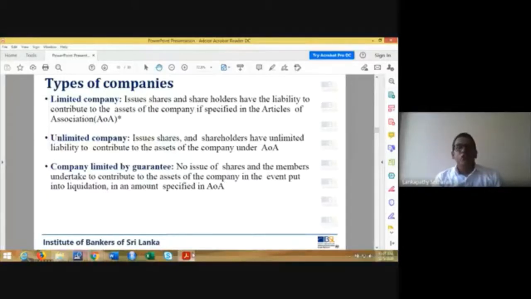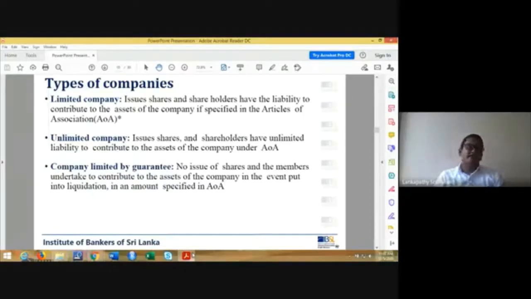Here, generally, associations, clubs and some other welfare societies are incorporated as a company limited by guarantee. There is no issue of shares, and the members undertake to contribute to the assets of the company in the event of liquidation, in an amount specified in the article of association. Normally they don't issue shares. But if there is a liquidation process and any excess liability, the article of association will mention what each and every member's liability would be in the event of liquidation.